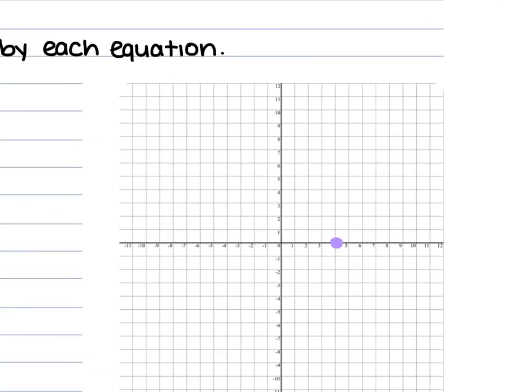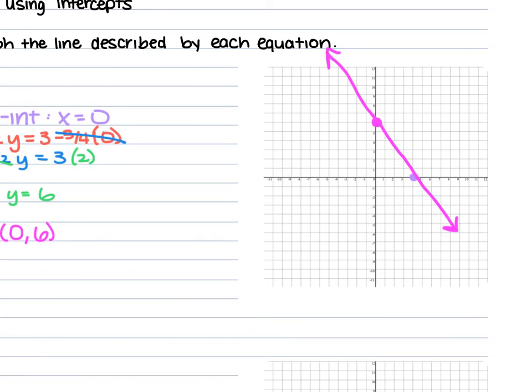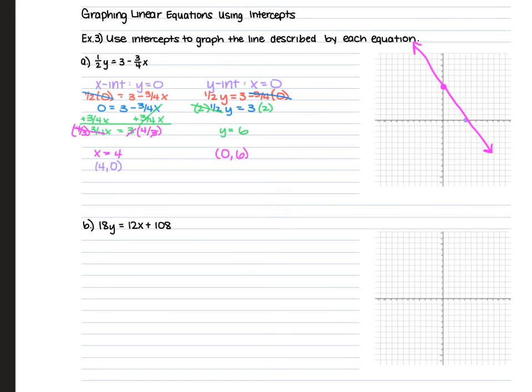So on my coordinate plane, (0, 6) is here. And then I just draw my line through those two points. Oops, that is not a good line. Neither is that. It's a little better. Remember, when you're doing these, you can use your straightedge in order to make a straight line that goes through both of those points.